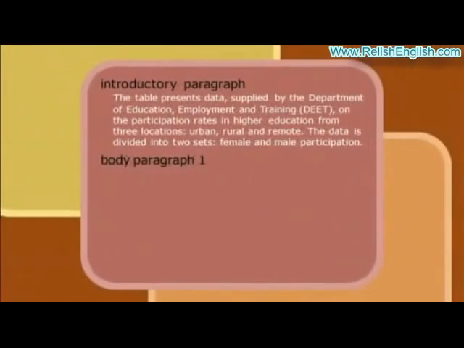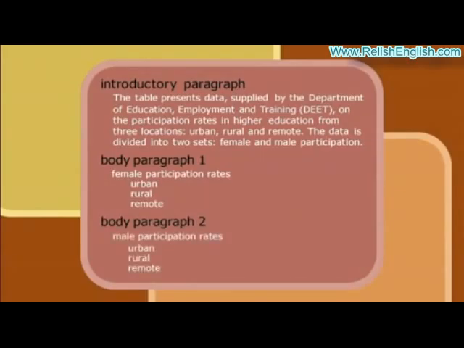Here's the structure of body paragraph 1. It shows female participation rates in each of the 3 locations. Body paragraph 2 will describe male participation rates for each of the 3 areas.